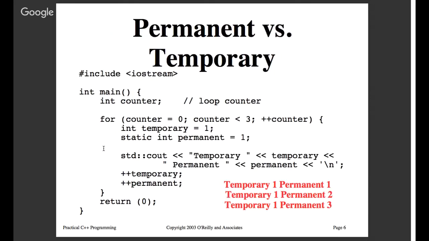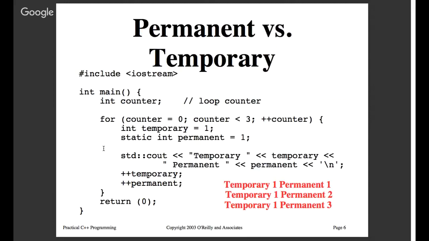So here is an example of a permanent versus temporary. You'll notice starting at the top, you have an int counter, which is going to be used within the main, and then a for loop. And inside the for loop, there's two variables right underneath the for, one called temporary and one called permanent.